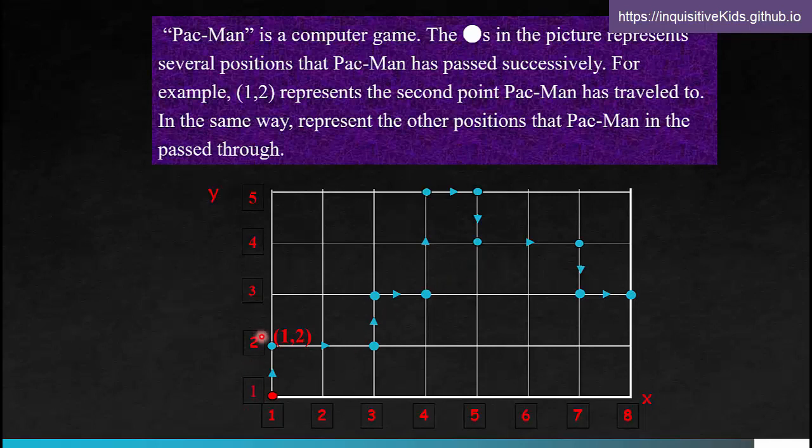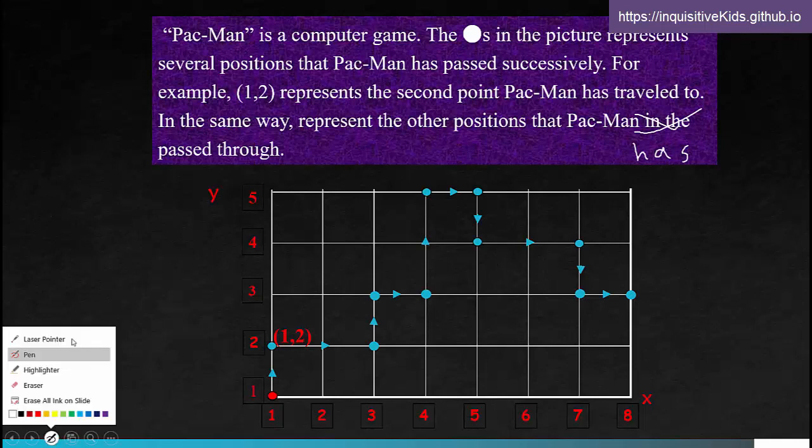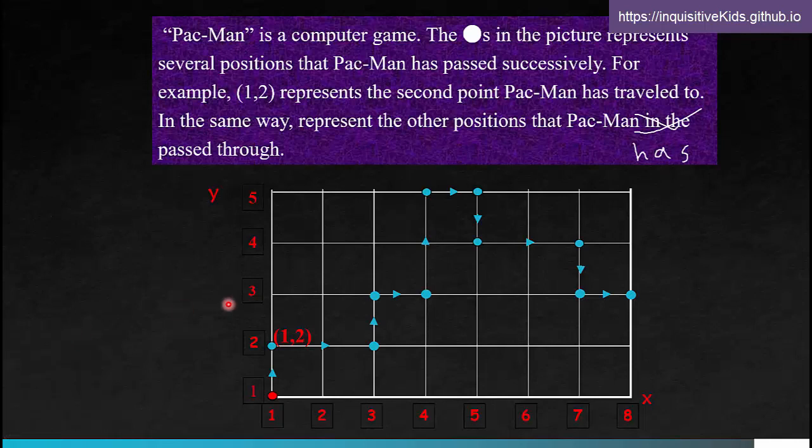For example, 1, 2 here represents the second point PacMan has traveled to, because the first point had been 1, 1. In the same way, the other spots represent the other positions that PacMan has passed through. Okay, so this is a typo right here. So this is just sort of pointing to a point and telling us about the parameters. So here we see that it's a grid and each of these lines are labeled. And every single time 2 lines intersect, of course, that is a point that the PacMan could be at.